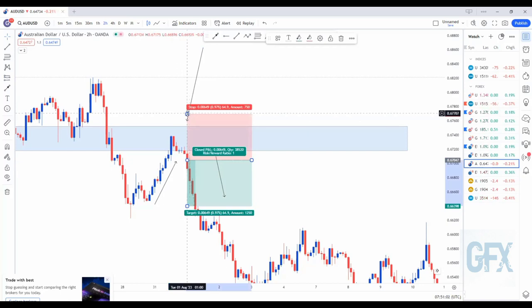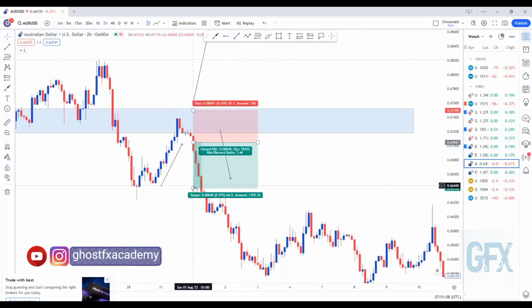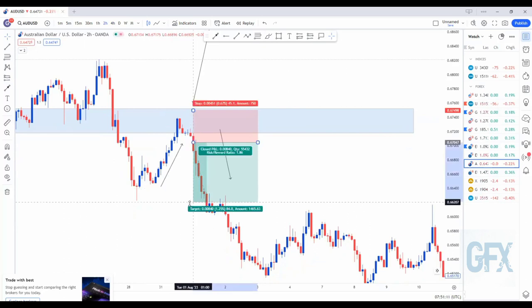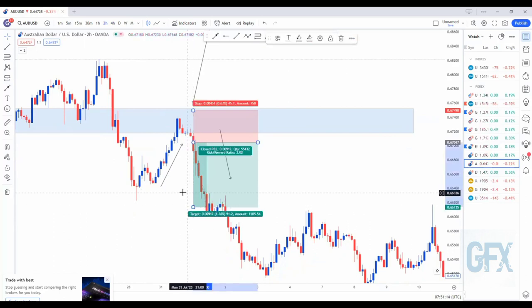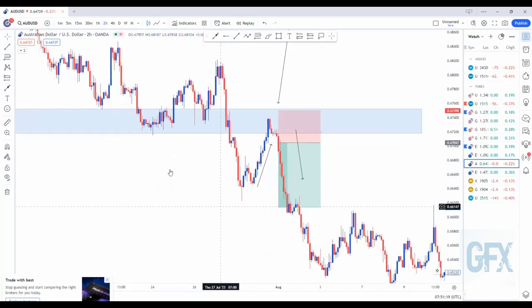Now people who have issues with placing stop loss, your stop loss should be right above the previous high. So let's say this. Then I normally like to use 1 to 2 risk reward ratio. Okay, so you have it here, 1 to 2. So basically you have your nice sell here. You understand? Very easy.